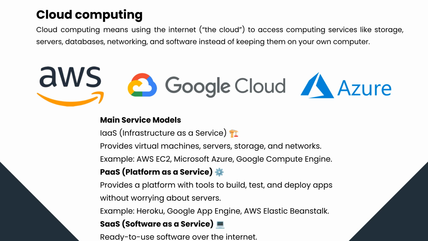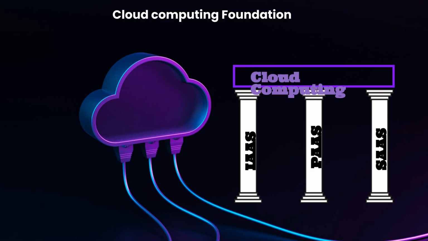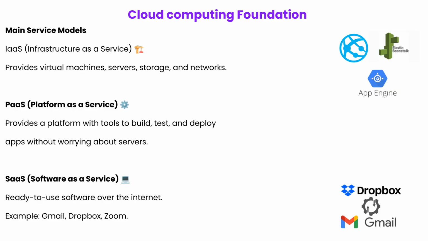Cloud computing uses the internet to access computing services instead of local hardware. The main service models are IaaS, PaaS, and SaaS, offered by providers like AWS, Google Cloud, and Azure. The foundation of cloud computing rests on these three pillars: infrastructure as a service, platform as a service, and software as a service. IaaS provides fundamental infrastructure like virtual machines.